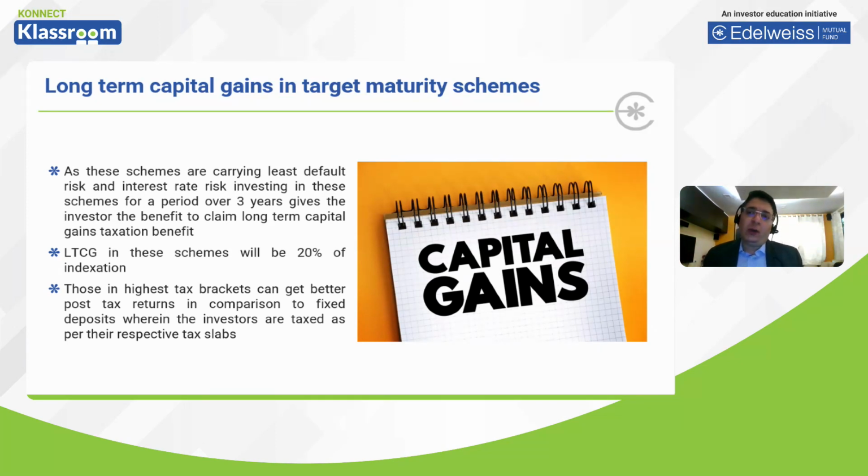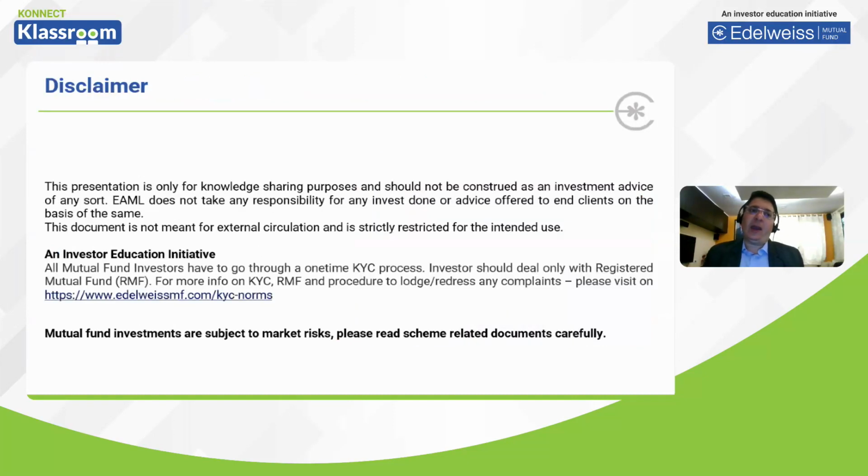What you could also do is look at target maturity funds as an option to get yourself a little lower risk of default and keep yourself invested in a more predictable, safer return environment. And at the same time, if you stay invested over a 3-year period, you can get long-term capital gains, which are at 20% of your gain value of indexation. Okay, so that's what I had.